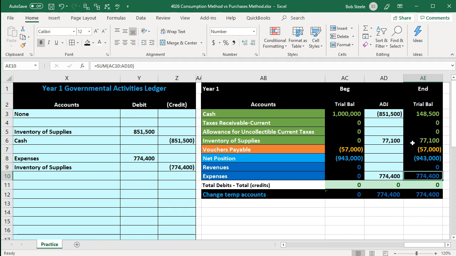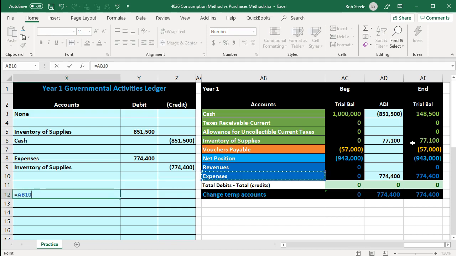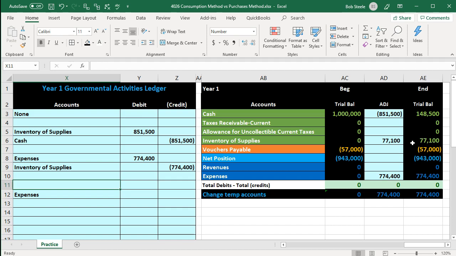Then the expenses being recorded as what we would think of as what has been consumed on an accrual basis. Then the last thing we're going to do is close out the income statement accounts, in this case just the expenses. We'll close this out to equity, which is going to be just net position. So I'm going to skip a line. We're going to say the expenses is going to be a credit to make it go to 0. And then we're going to debit net position for whatever's in the expenses, which happens to be 774,400. And there we have it.